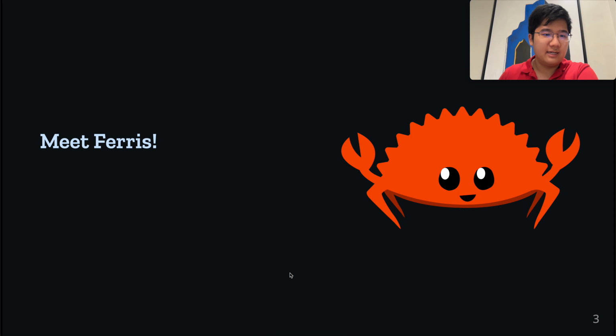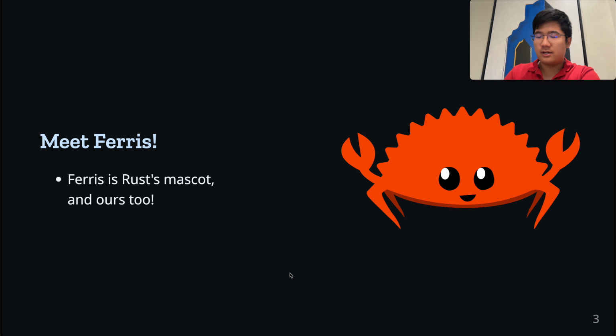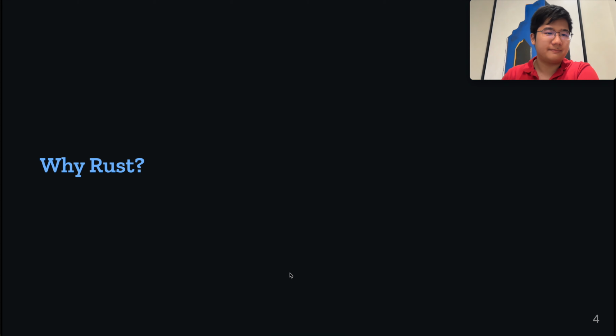So welcome to anyone watching. First, we have to introduce Ferris. So meet Ferris. Ferris is Rust's mascot. Yes, Rust, the programming language Rust, has a mascot, and Ferris will be our mascot for the rest of the semester. So, the very first question that we should be asking ourselves is, why Rust?